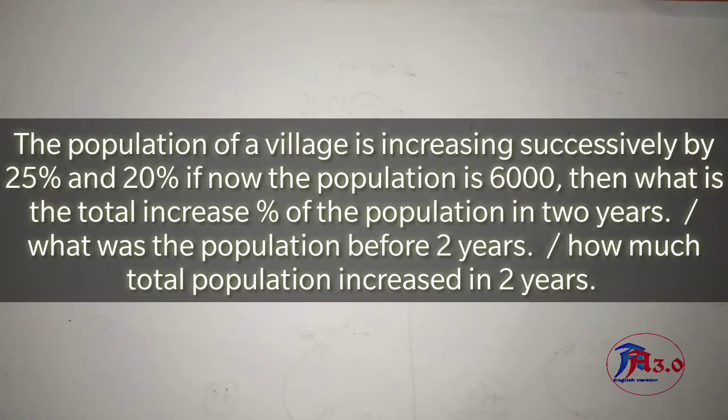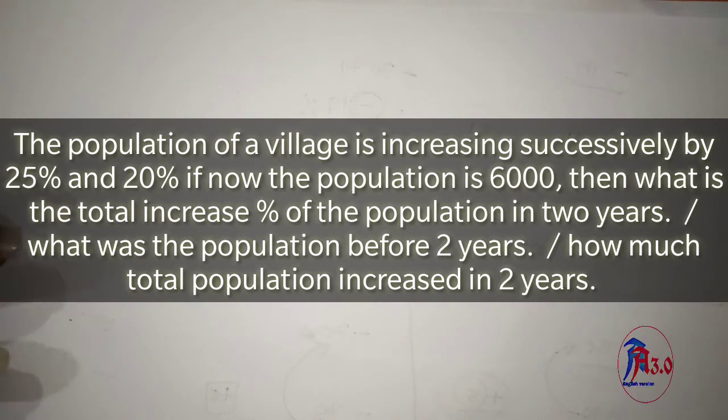If now the population is 6,000, then what is the total increase percentage of population in 2 years, or what was the population before 2 years, or how much total population increased in 2 years? See here there are 3 terms at the end of the question. What is the total increase percentage of population in 2 years? This is the first term. Maybe he can ask this. If not, what was the population before 2 years? He can twist the question. If not, he can ask how much total population increased in 2 years. That means he may ask the difference between the population before 2 years and the population after 2 years.